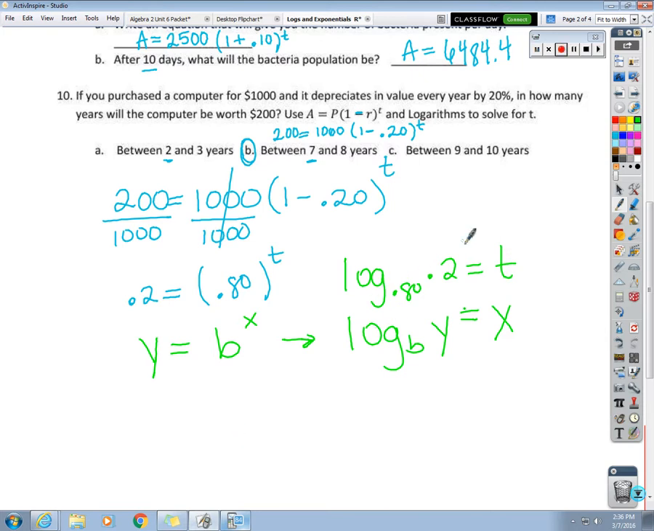So now I've solved for t, I just need to evaluate it. What is that in the calculator? Type it in. Okay, what do you get? Obviously it has to be between 7 and 8 now. 7.21. So about 7.21 years, it'll be worth $200. Now I know all of you are probably just going to plug in tomorrow, and that's fine. But do you understand what I just did?